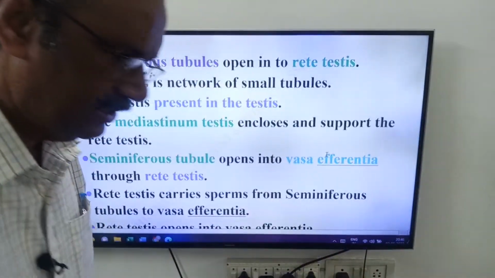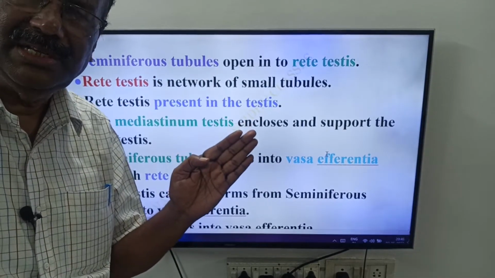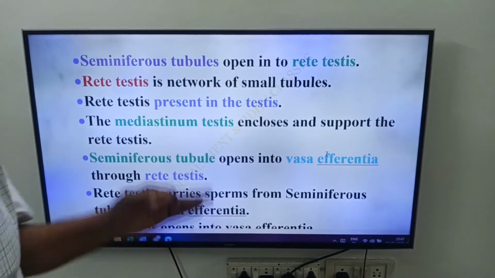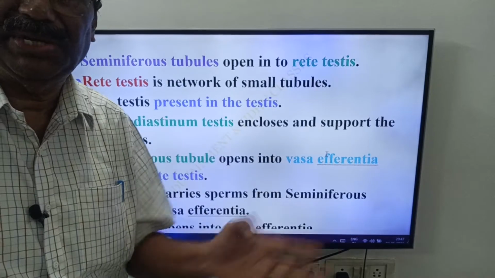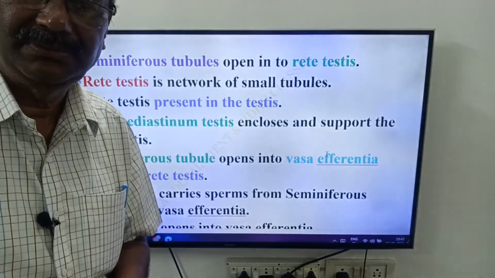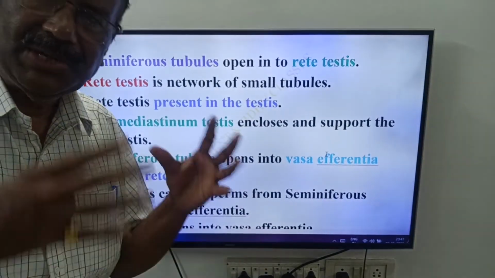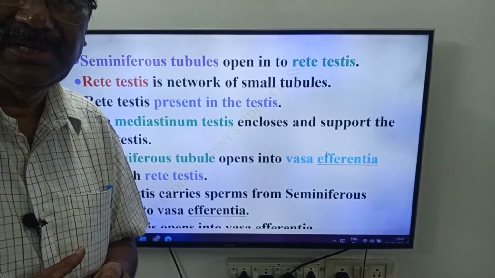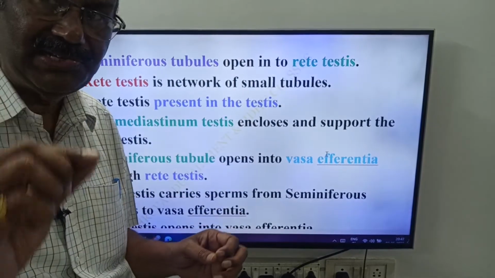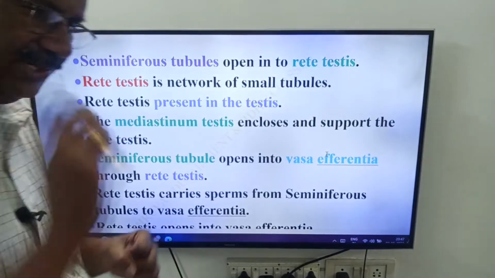Now see, friends, come to the internal structure of the seminiferous tubule. Seminiferous tubules open into rete testis. Very, very important: seminiferous tubules are present inside the testis. These seminiferous tubules produce sperms. They are highly coiled structures. These seminiferous tubules open into rete testis.